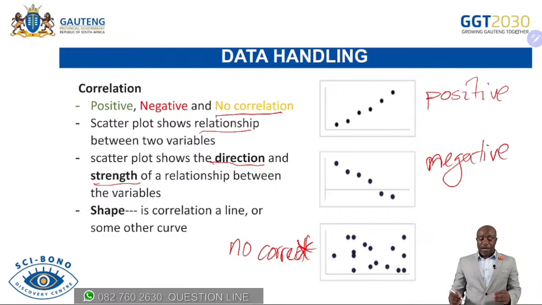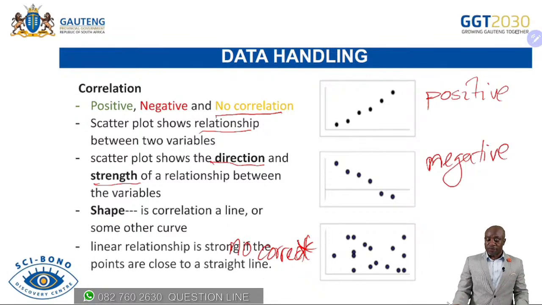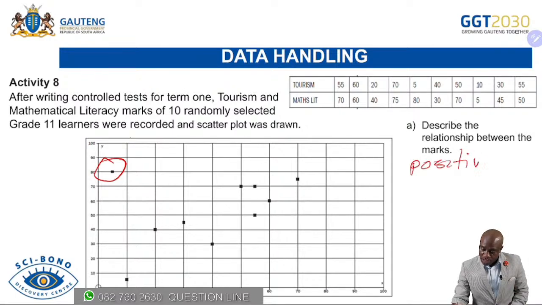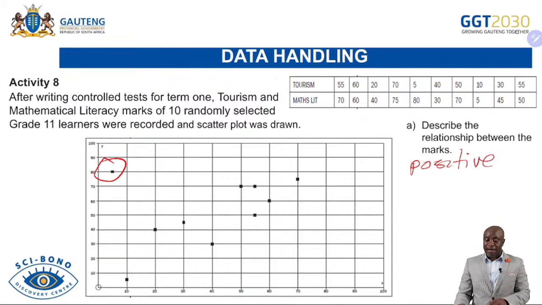So remember, when we're doing a scatter plot, we're trying to establish if there is a correlation between two sets of data. And we are looking at those maths marks and some tourism marks. If you look at this mark, this is odd, but the rest of the marks fall into a pattern. So there is some relationship, and what relationship is that? It is positive between the two sets of data. So in other words, if you give me a tourism mark, I can tell you your maths literacy mark.